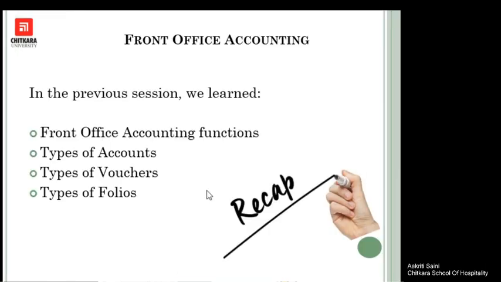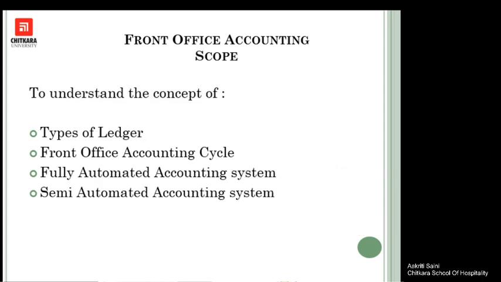Like in the previous session, we learned about the front office accounting functions, types of accounts, types of vouchers and types of folios. Whereas in this particular session, we are going to learn about types of ledgers, the front office accounting cycle, fully automated accounting system and semi-automated accounting system.